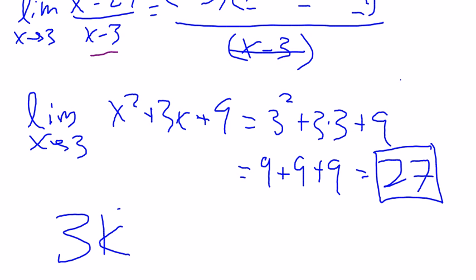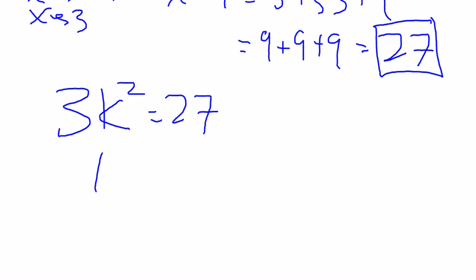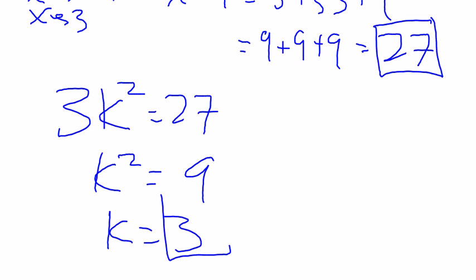So 3k squared equals 27, and so we get k squared equals 9, k equals 3, and we're done.